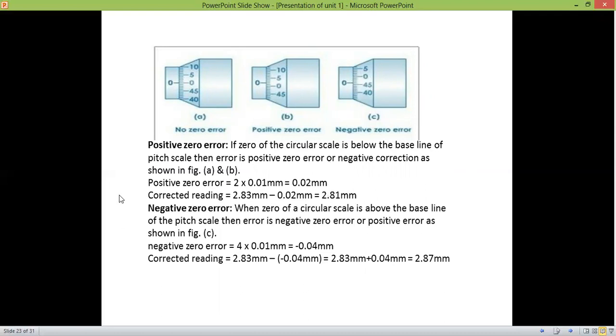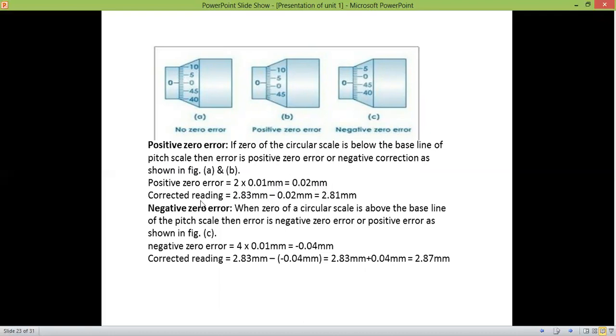How to calculate the value of positive zero error and negative zero error? Simply, we have to see which division is coinciding with the datum line. If it is not zero, then which division is coinciding? Over here we have to start counting from zero, and it is the second division which is coinciding with the datum line of the main scale. So that division will be multiplied with the least count of the micrometer, which is 0.01 millimeter. So 2 multiplied by 0.01 millimeter becomes 0.02 millimeter.